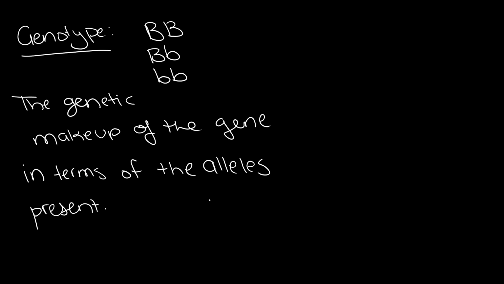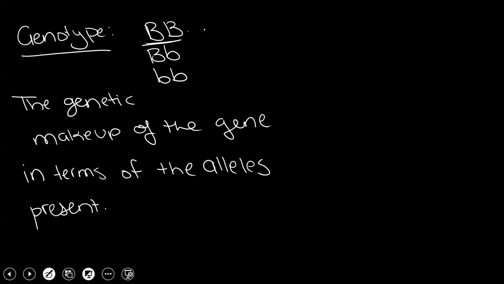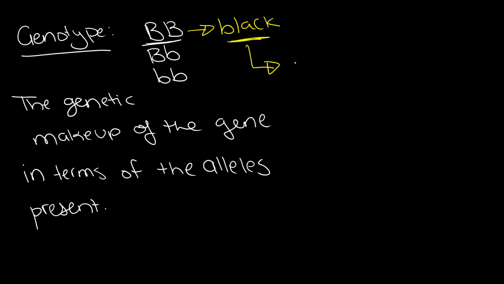It's the genetic makeup of the gene. In other words, this gene is made up of which alleles? There are two dominant, or two recessive, or one dominant and one recessive. This is the genotype. When I used to ask you which colored eyes this will give me, you used to tell me black. So the eyes are black. This is called the phenotype.